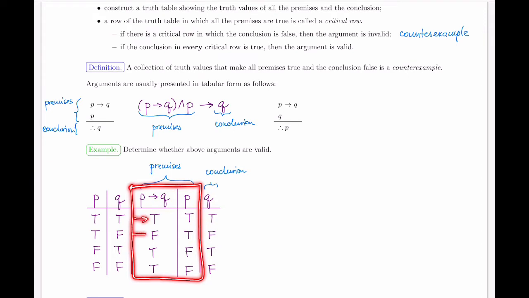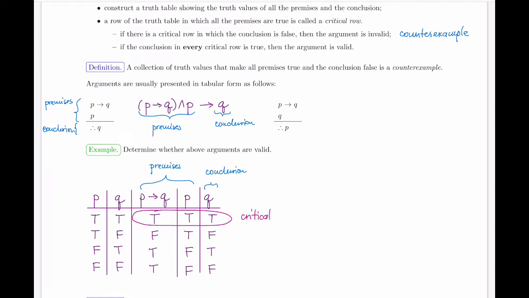So out of these rows, where both of the premises are true, I see that I only have one such case. This first row here. That's when both of the premises are true. At least one of the premises is false in all the other rows. That means that I only have this as my critical row. And then I need to check what happens to the conclusion in that row. I only have one critical row, so it's easy enough to check. I have to look at the conclusion.